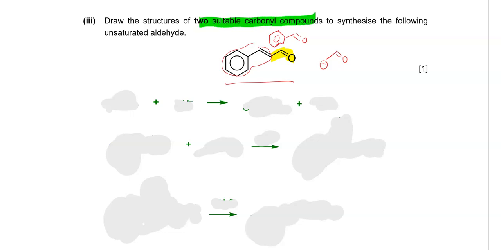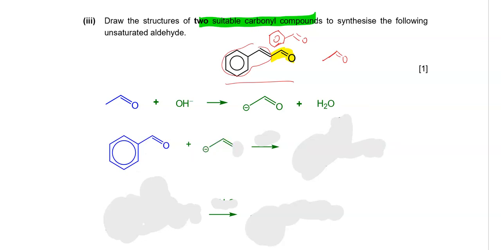Carbonyl compounds are compounds with a C=O double bond. So this should be ethanal. Let's take a look at the process. You have ethanal. With OH minus, you form CH2 minus CHO and H2O. Then you have your benzaldehyde, and this one attacks. You get this compound. So if you can see, it's basically the same process as earlier.